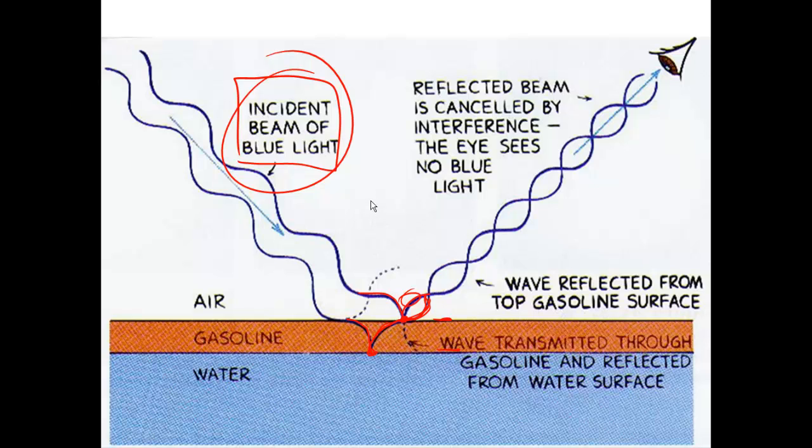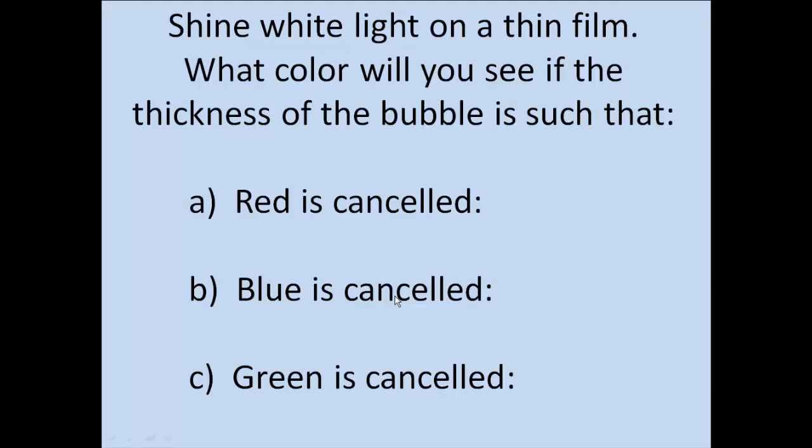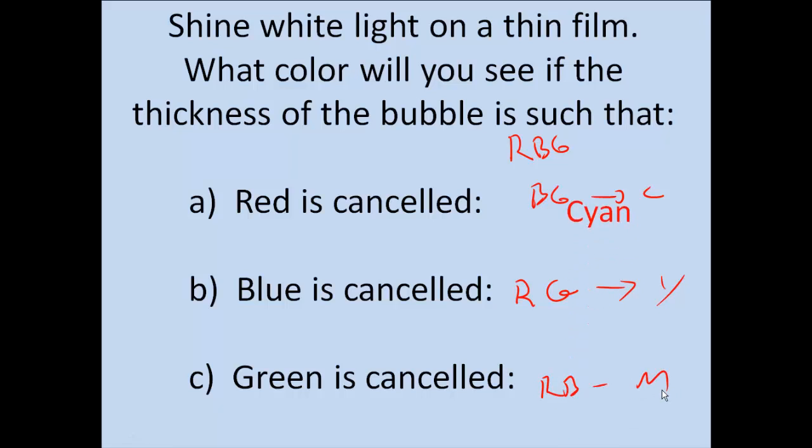Well, if you get blue light canceled, what are you left with? The primary colors are red, blue, and green. We cancel the blue, we're left with red and green, which gives us, you guessed it, yellow. So, what happens when we shine white light? Red's canceled. Keep that in mind, right? Red, blue, green. We cancel red, we're left with blue-green light or cyan. Blue is canceled, we're left with red and green light, which of course is yellow. And if green is canceled, you're left with red and blue light, which is magenta.